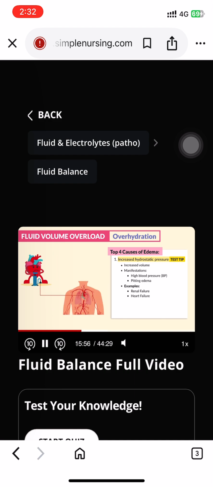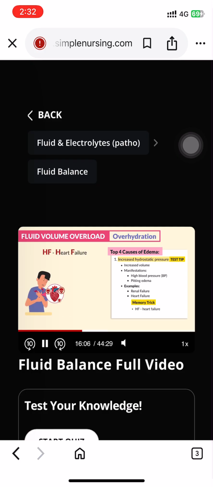Another good example is heart failure, where the heart fails to pump blood forward and now it backs up in the body and the lungs. So the memory trick here, just think HF for heart failure as HF, heavy fluid all over the body.